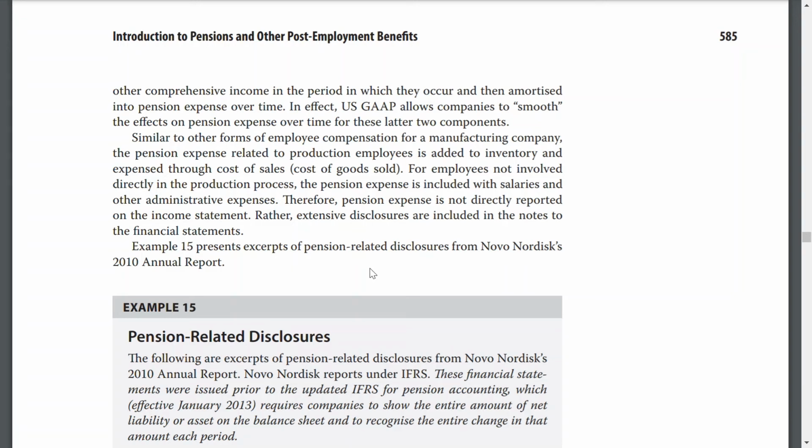Therefore, pension expense is not directly reported on an income statement. Rather, extensive disclosures are included in the notes to the financial statements. Example 15 shows excerpts of pension-related disclosures from Novo Nordisk's 2010 annual report.